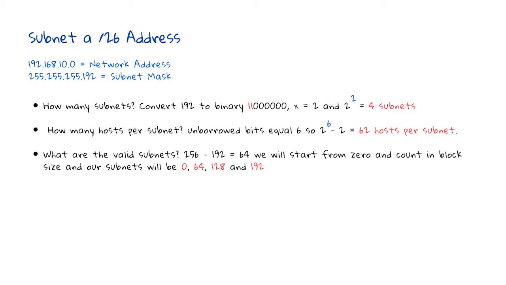How many hosts per subnet? What is the number of unborrowed bits? 6. 2 to the power 6 minus 2 is 62. What is the increment of our subnets, or what are the valid subnets? The formula is 256 minus subnet mask. In our case, it's 192. So 256 minus 192 is equal to 64. So our networks are going to start from 0, and they're going to increase to 64, 128, and 192.